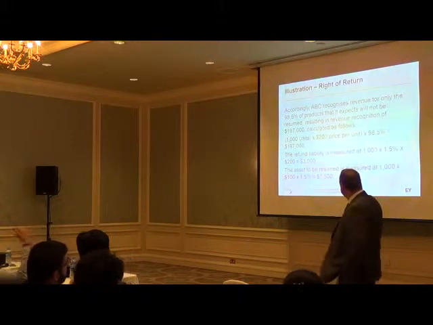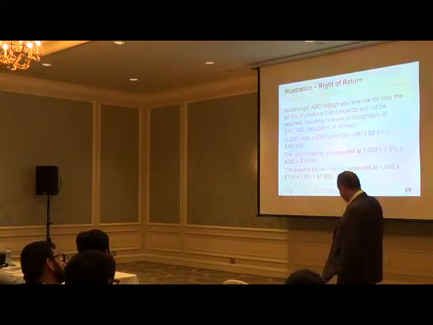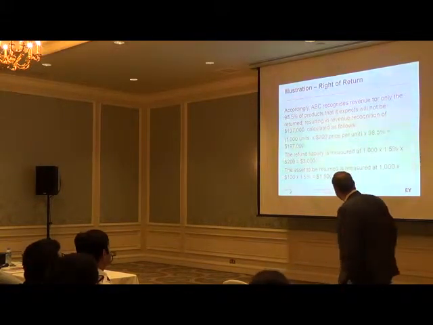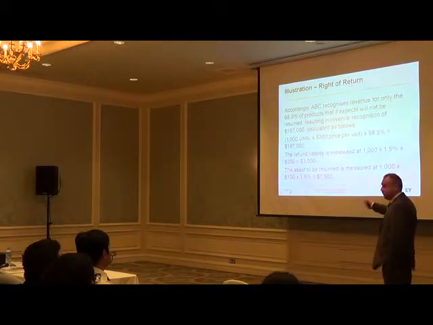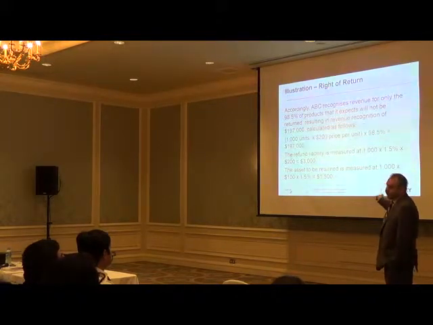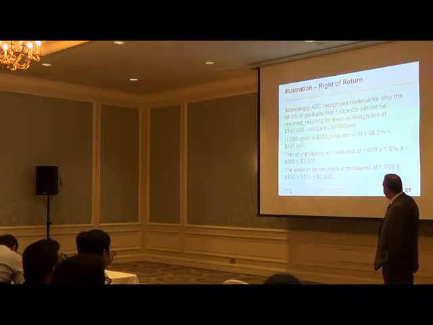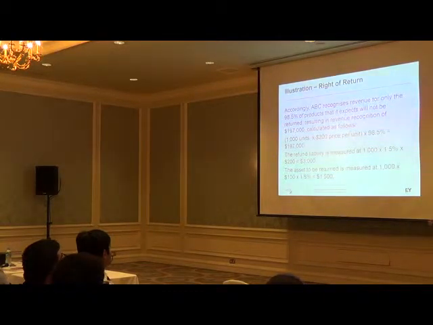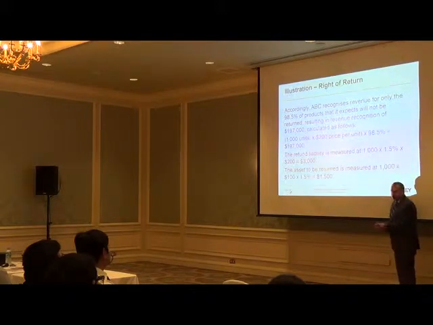as a return. Accordingly, ABC recognizes revenue only for 98.5% of the products that it expects will not be returned, resulting in a revenue recognition of this much. Look, 1,000 units times 200. This was the data outside, and I'm only taking this much out of the revenue, 197,000. Which means that I will have a refund liability of 3,000. The asset to be returned is measured at... how much was the cost of each? 100. So I will get back 1.5 thousand.